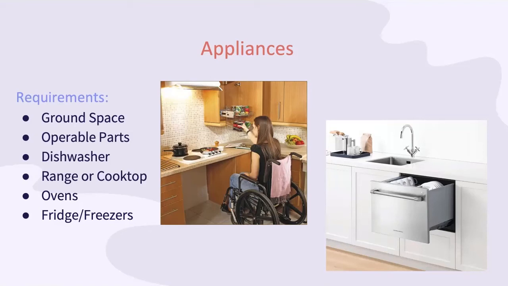Ovens are similar to dishwashers. They need to be surrounded by clear ground space even when opened, and oven controls should also be placed on the front. Fridges and freezers: combination fridges and freezers should have at least 50% of their space no more than 54 inches above the ground, and they should have enough space in front of them for a parallel approach, and also at least 2 feet of clear space in front of them.